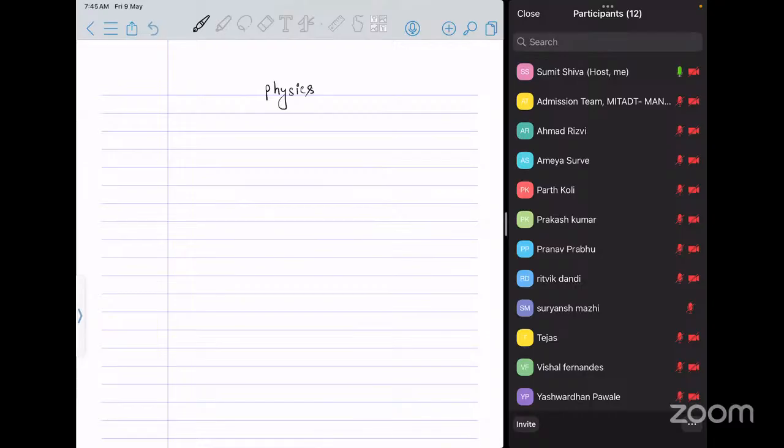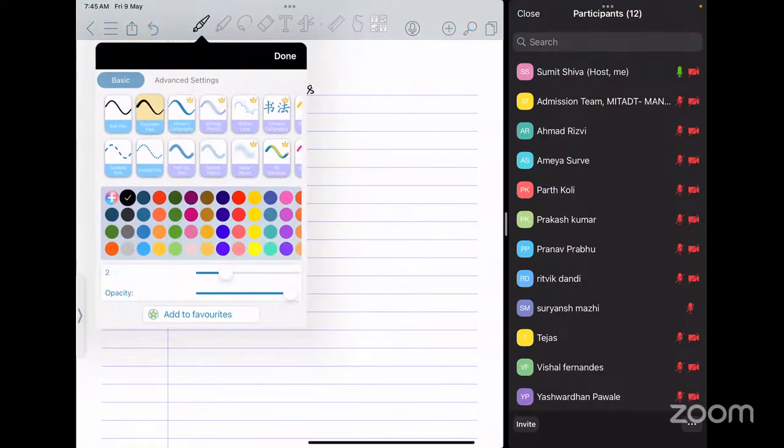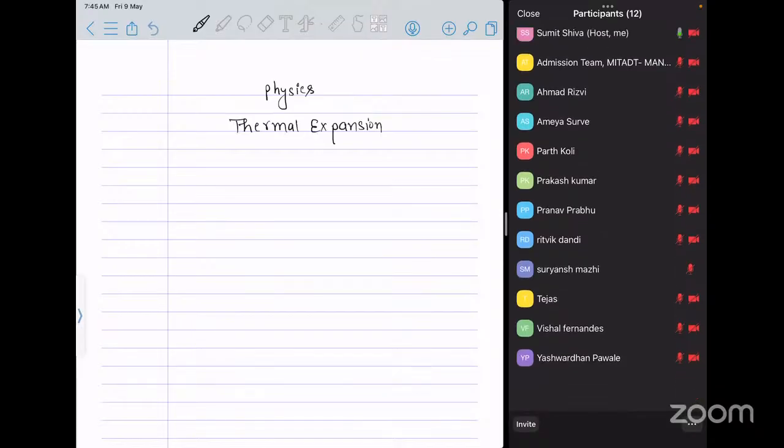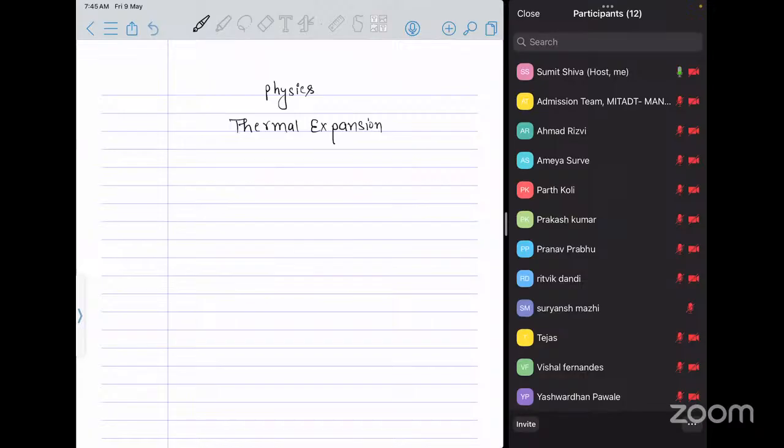Okay, so today's topic is thermal expansion. In thermal expansion, we will discuss that any material on heating can expand, and we will try to measure the expansion in that material. It may be linear, it may be superficial, that is in 2D, in the form of a plate, or it may be volumetric, that is in 3D.